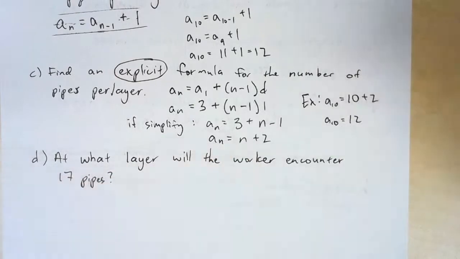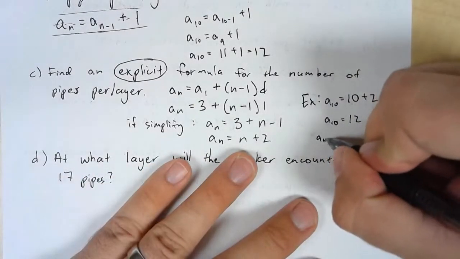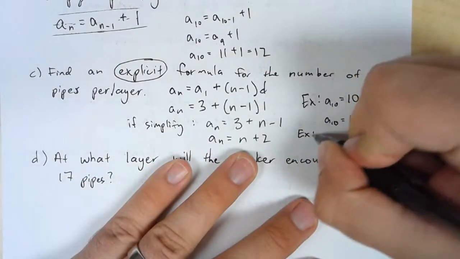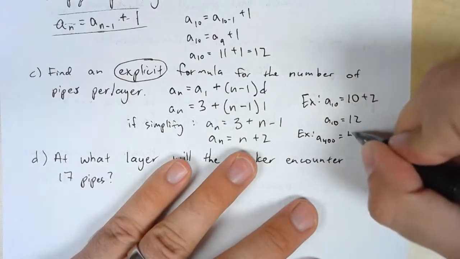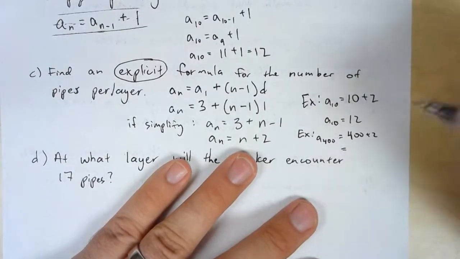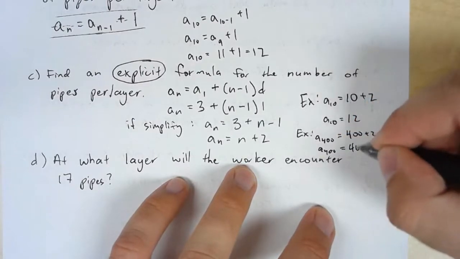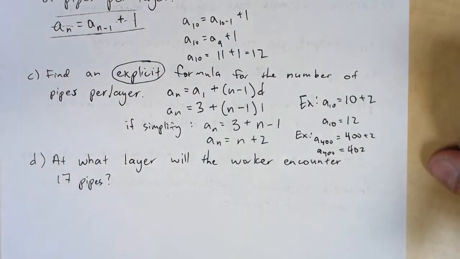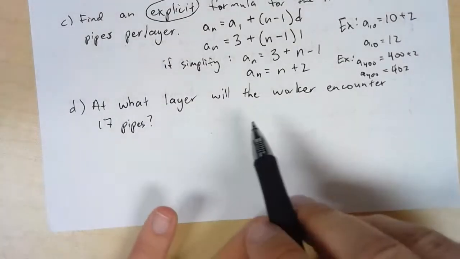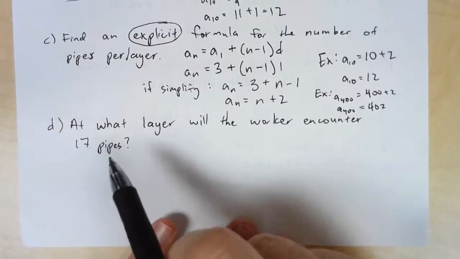So if we wanted to figure out the 400th term, we can say a sub 400, this is example the next one, a sub 400 is equal to 400 plus 2. So somehow this guy made a stack of 400 pipes tall? It would have 402 pipes at the bottom one, which is a ridiculous stack. Hopefully he'll set this numbers 10 or less. That'd be real tall. Okay, so at what layer will the worker encounter 17 pipes?